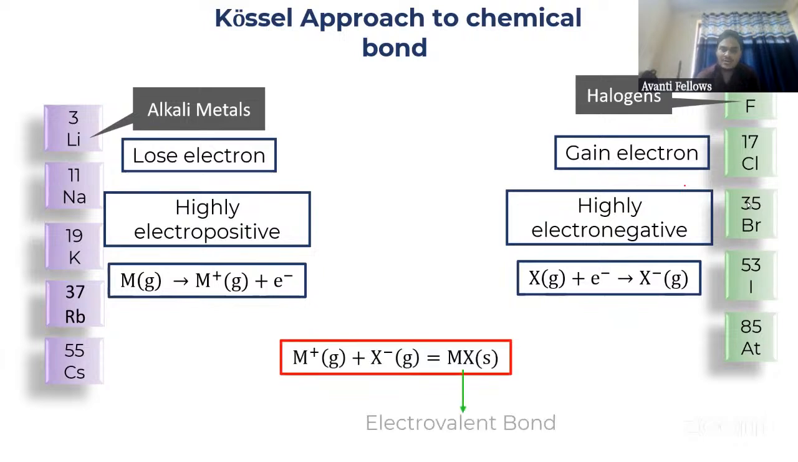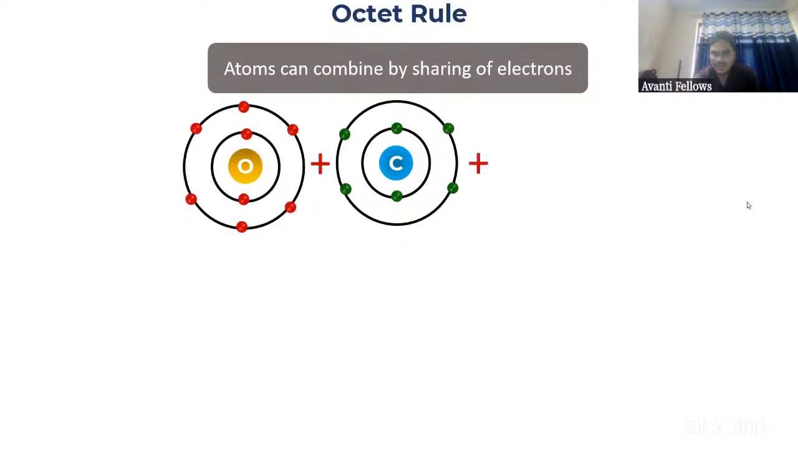And now they combine together with an ionic bond. How do they combine? By an ionic bond. So always remember, the condition required for an ionic bond is that one element is highly electropositive in nature and the other is highly electronegative in nature. So these are the two conditions required for the electrovalent or ionic bond.